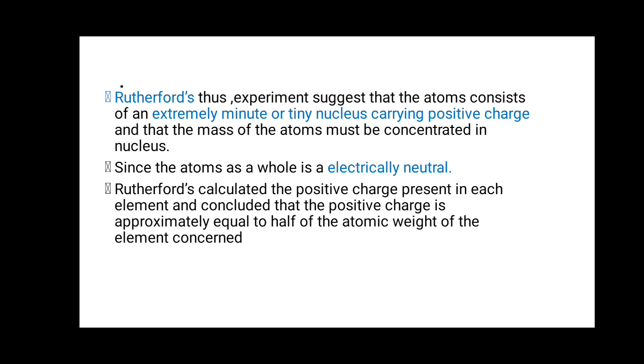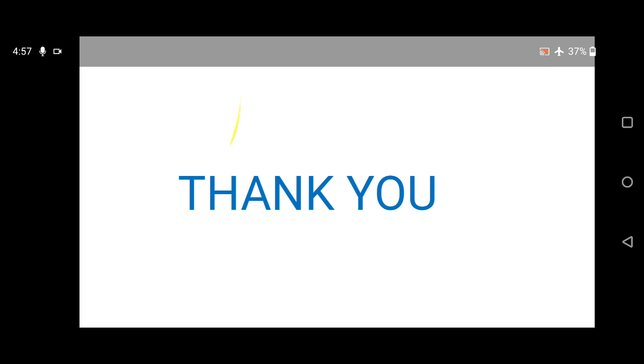So Rutherford's experiment suggests that the atom consists of an extremely minute or tiny nucleus carrying a positive charge, that is the proton, and that the mass of the atom must be concentrated in the nucleus. That is all about Rutherford's theory, his observations and his interpretation. There are some limitations of Rutherford's theory that we will study in the next lecture.